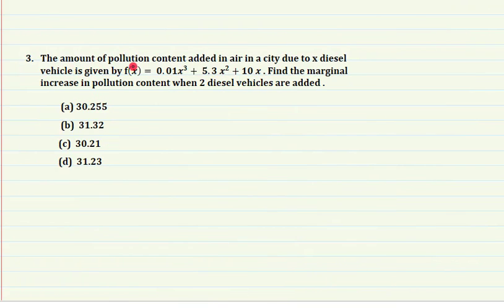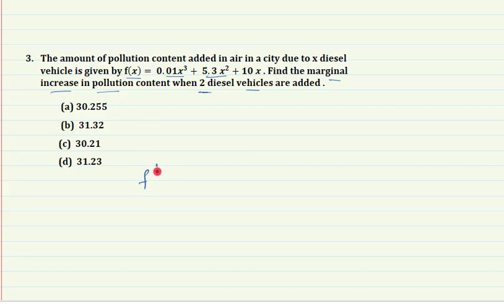Next problem, the amount of pollution content in air is given by this function, and we need to calculate marginal increase in pollution. So marginal increase in pollution is nothing but directly f dash x. So we'll calculate f dash x, and then we need to calculate at the moment when two diesel vehicles are added. So just put x is equal to 2 in f dash x.